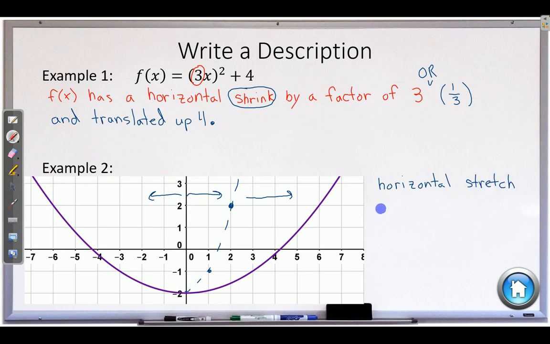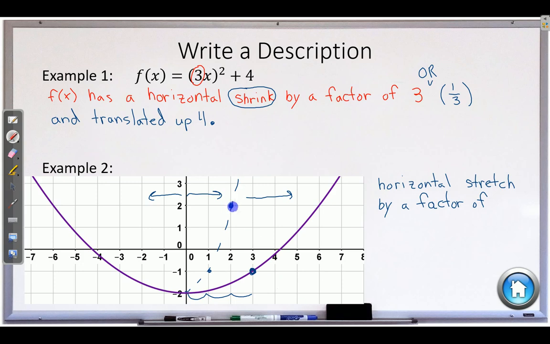Now, oftentimes for the graph, that's as far as you can go unless you get lucky and you can count a little bit for what that stretch actually is. And I gave us an easy one here so we can. So I can actually figure out by a factor of, so how much? I was supposed to go over 1, up 1. How long did it take me to get up to this same height? All the way over here. So that went out 1, 2, 3.